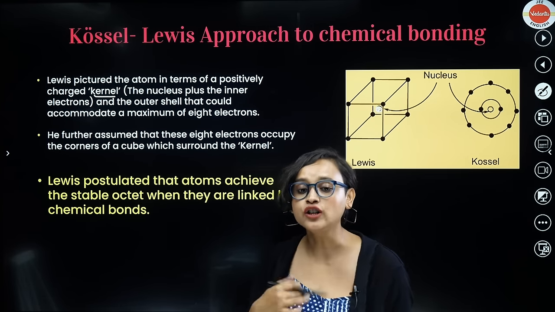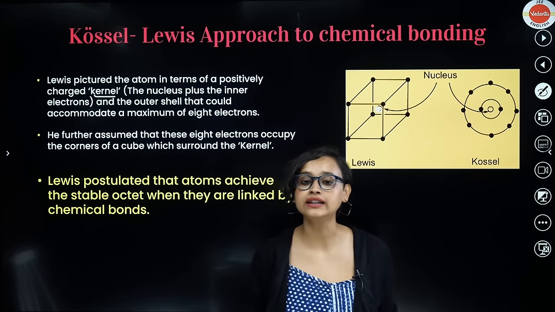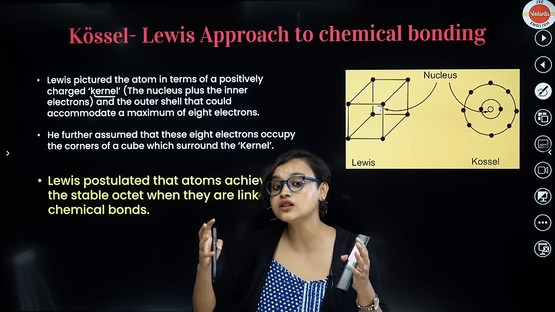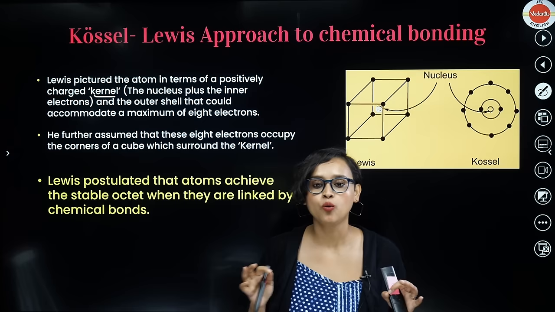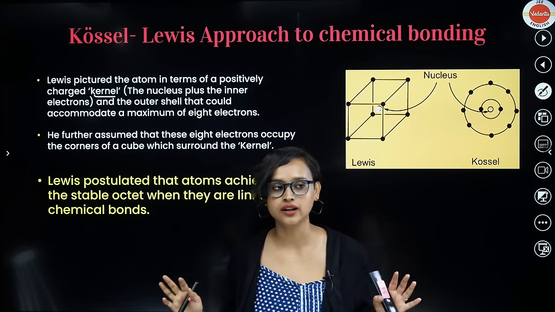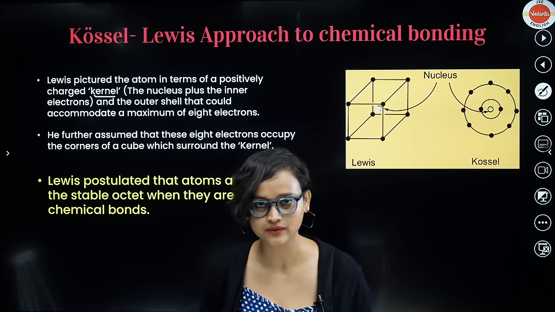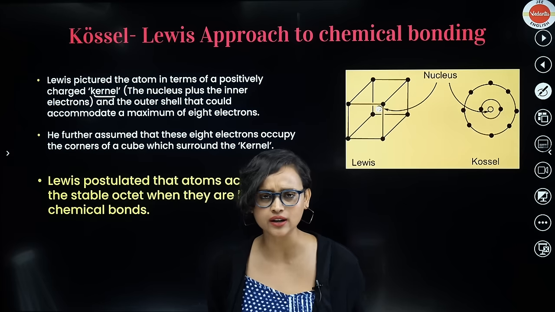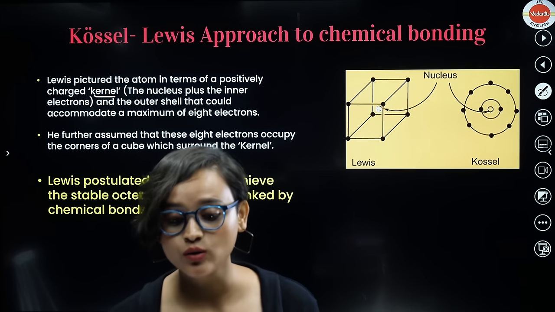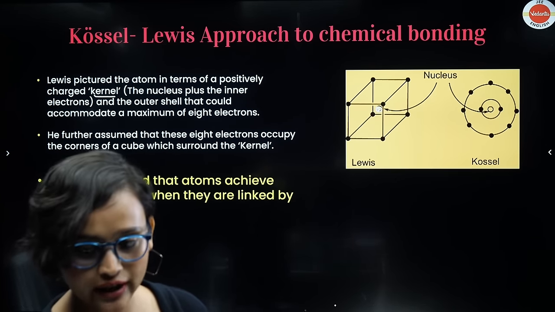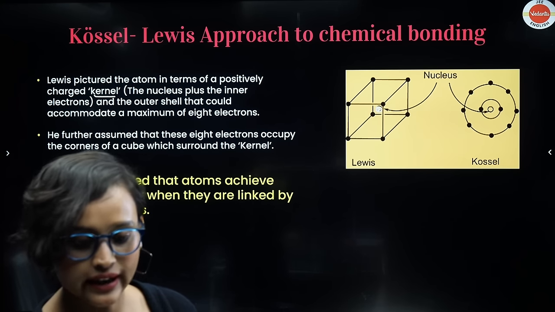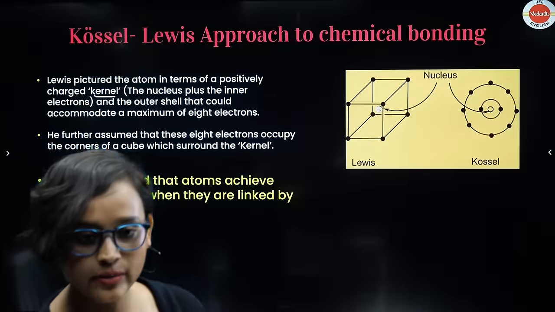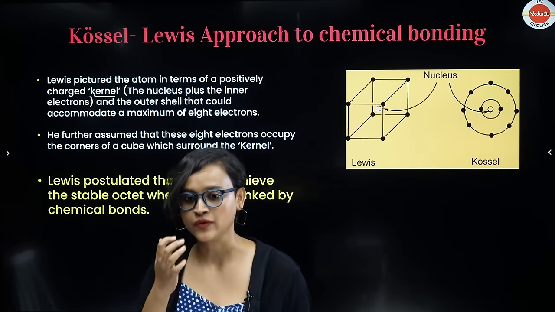Now further, he postulated that atoms achieve the stable octet when they are linked by chemical bonds. So he said that it's the octet when they are absolutely stable and they love it. That's what he said. Makes sense, everybody? Amazing.